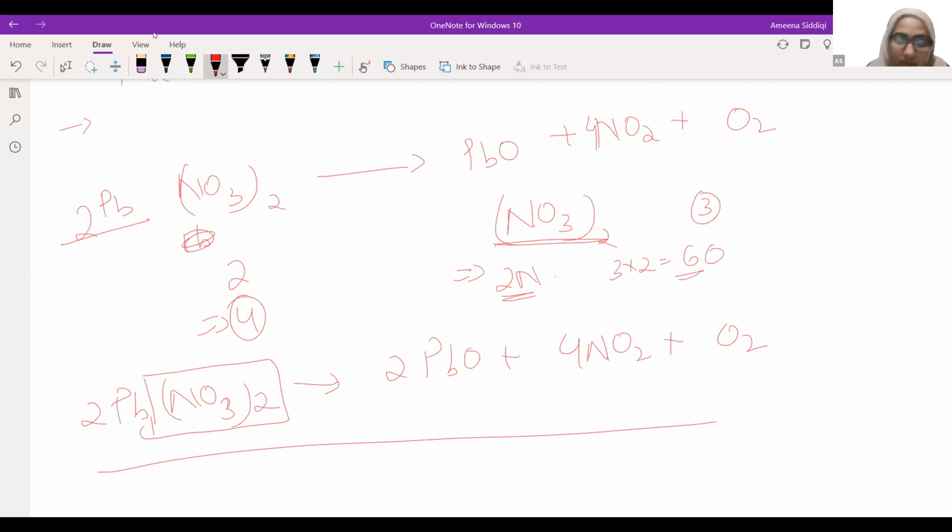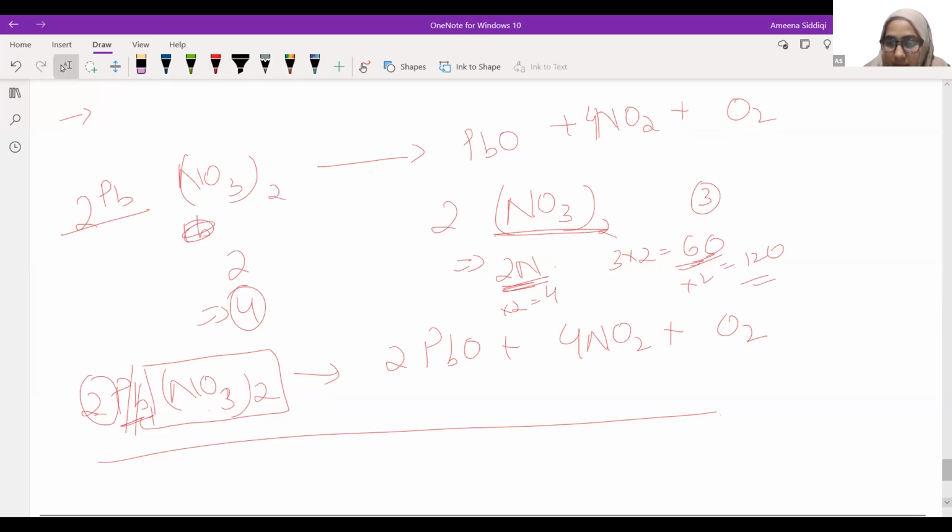Understood, beta? Yes. And if I tell you it's again multiplied by 2 here, because it is again for the whole, so leaving lead, we can say 2 is also for nitrate. Then that will become 2 into 2. Nitrogen was already 2, into 2 gives you 4, right? Oxygen was already 6, into 2 gives you 12. Okay, beta? Understood? Any problems still here? No, ma'am.